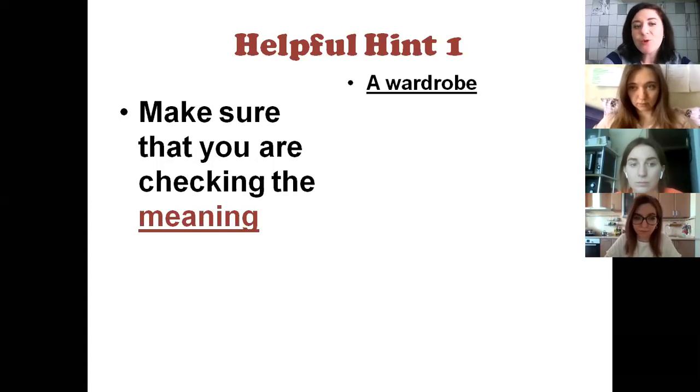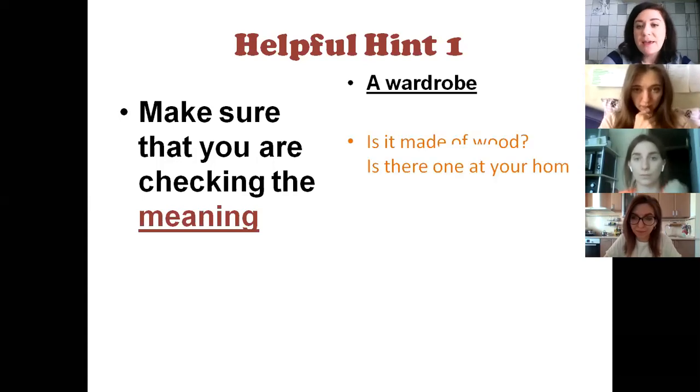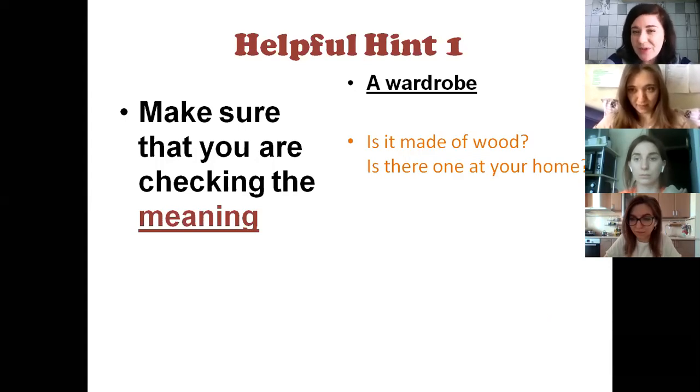First of all, make sure that you are checking the meaning of the word or phrase. For example, you have the word wardrobe, and you need to check if your elementary or pre-intermediate students understand this word. And if you have this kind of question, is it made of wood? Is there one at your home? Are these questions suitable here? Not really, because a table is also made of wood. I have a table at home.